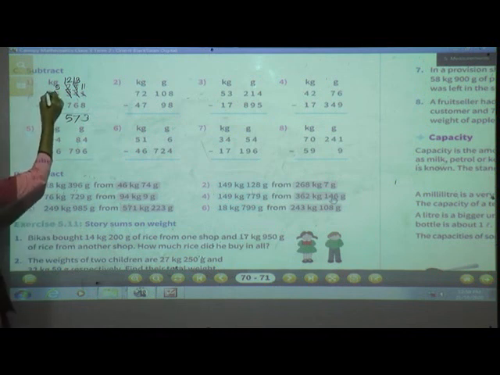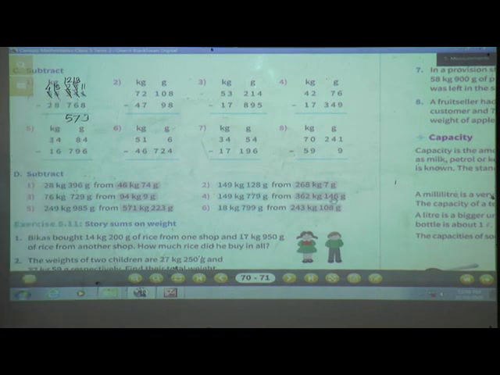So what we will do? We will take one borrow from the neighbor. So here 5 minus 1, 4, and this 5 will become 15. So 15 minus 8. After 8 count your fingers till 15. Yes, correct, 7. So write here 7. Now the last 4 minus 2, 2. So what is the answer? 27 kilogram and 573 grams. Understood? Okay.